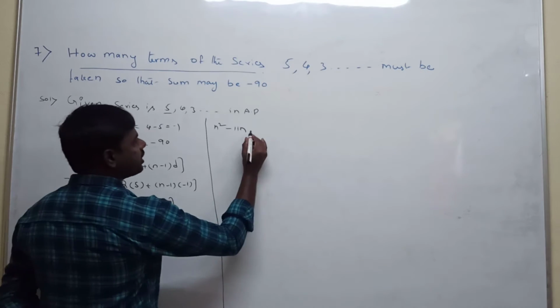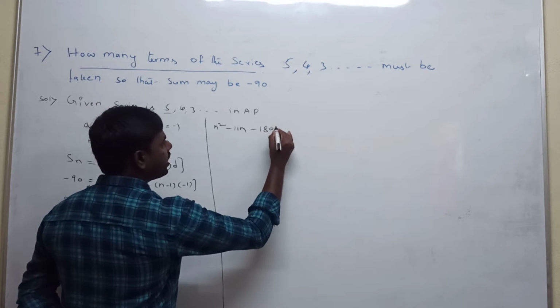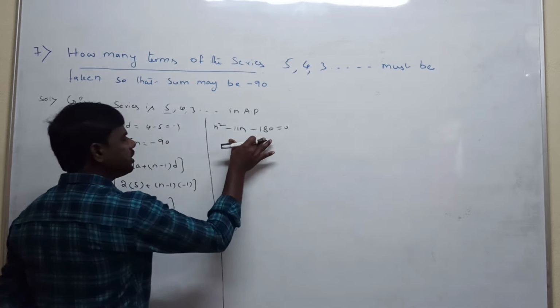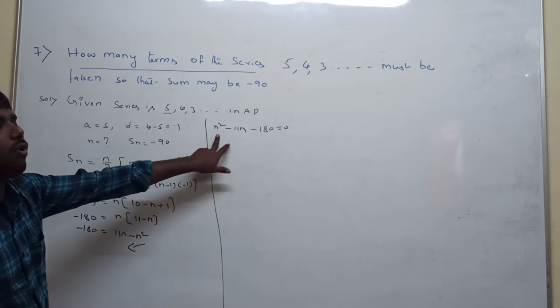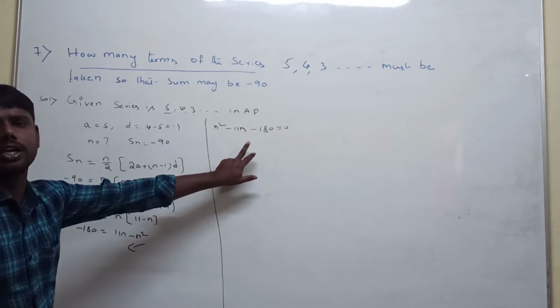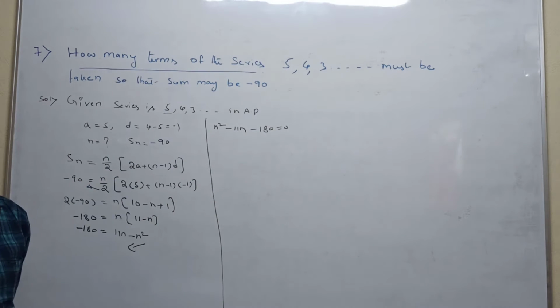Already minus 180 is there, right? Minus 180 is equal to 0. Now this is formed like a quadratic equation. Now how to find the n values? I am explaining the quadratic equation.